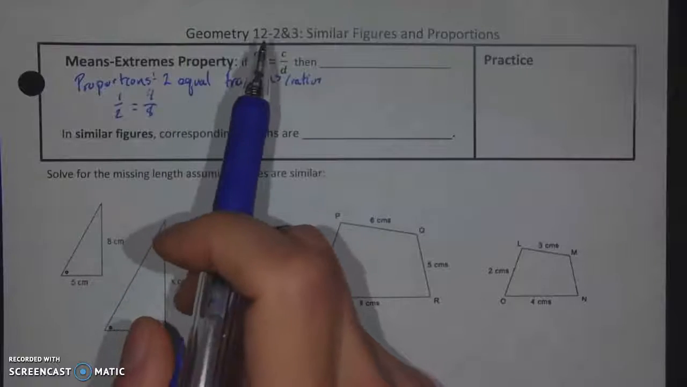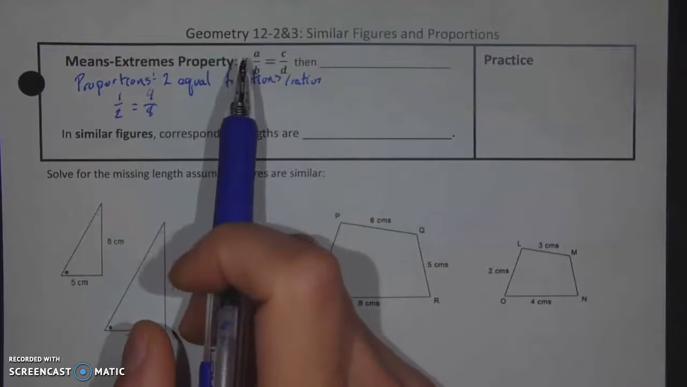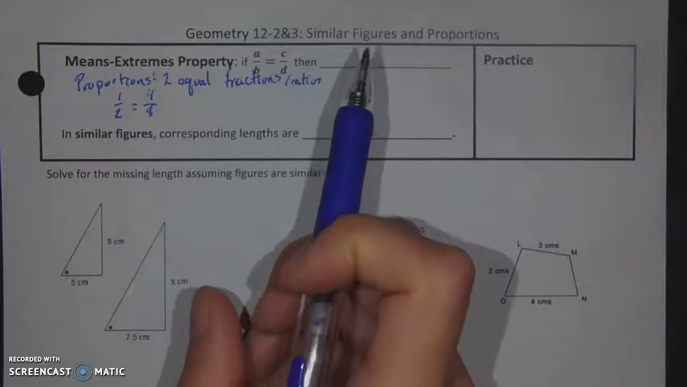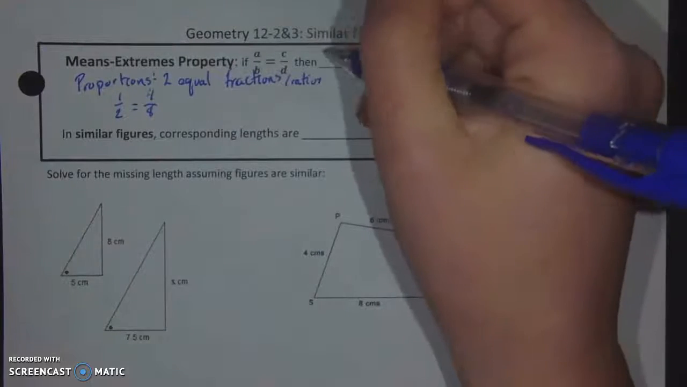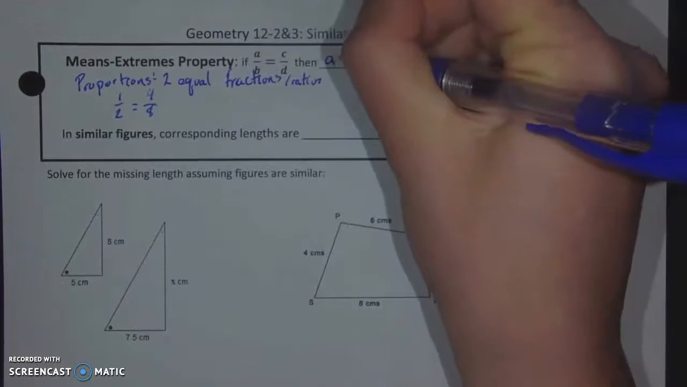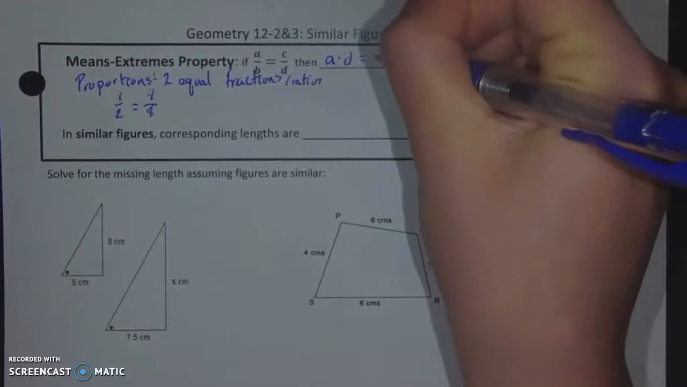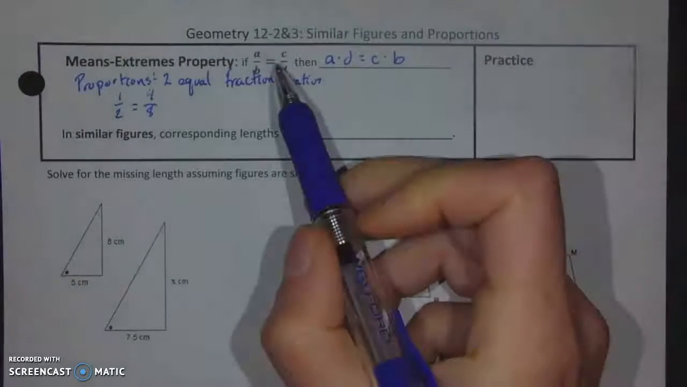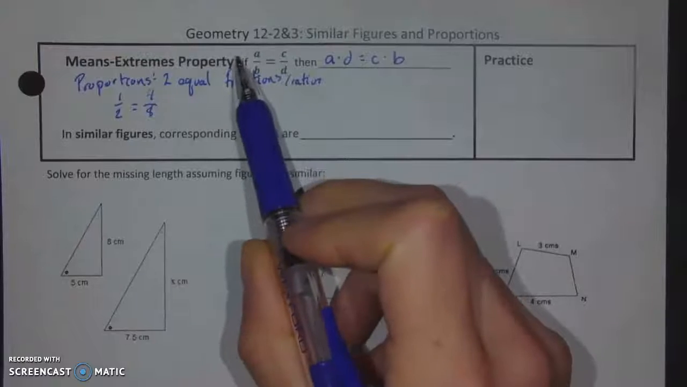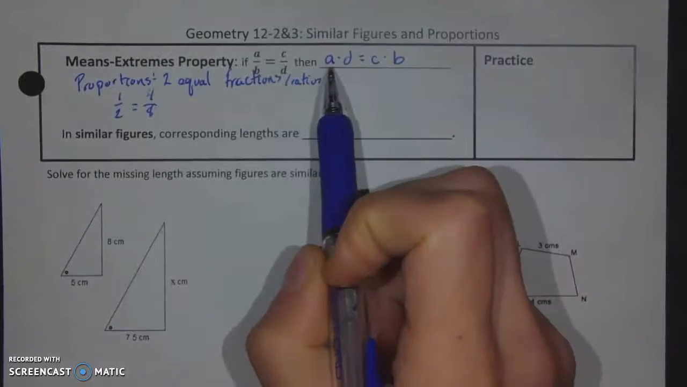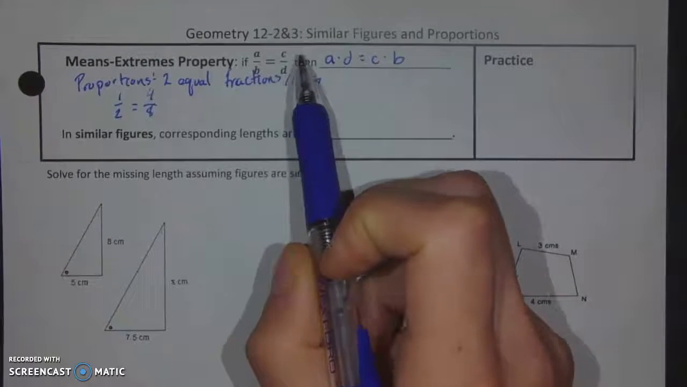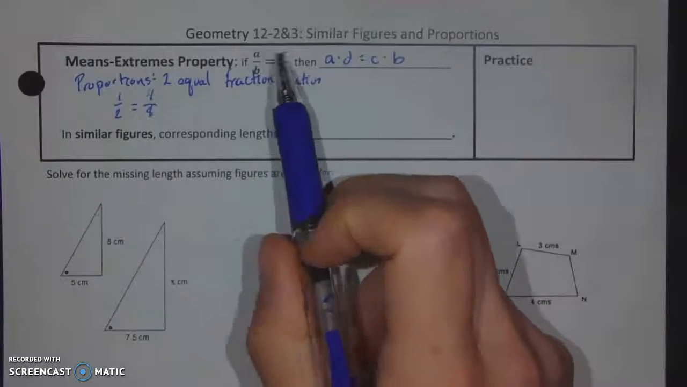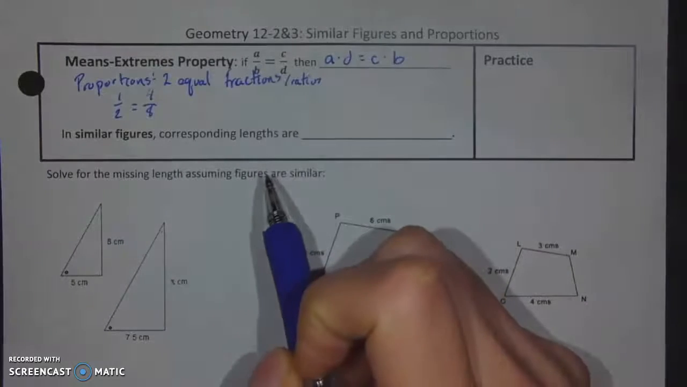And this is probably a review for you guys, but if you know that A over B is equal to C over D, that means that, according to the means extremes property, A times D is equal to C times B. Now, this is just using our principles of algebra. You've multiplied D by both sides, so it's now by the A, and you multiplied B by both sides, so it's now by the C. And it's just saying that these two relationships are both equal.